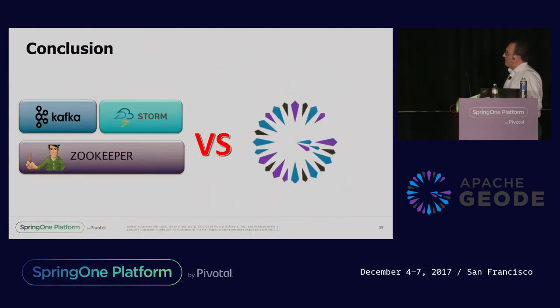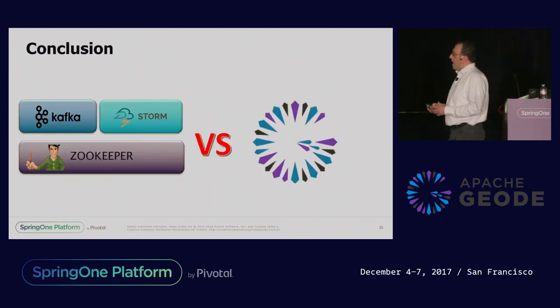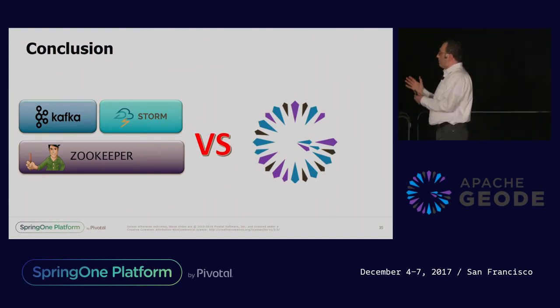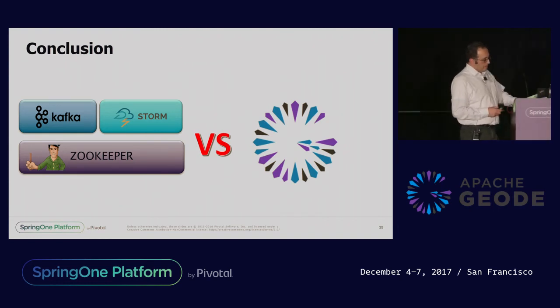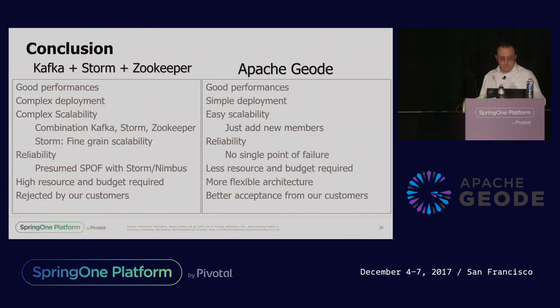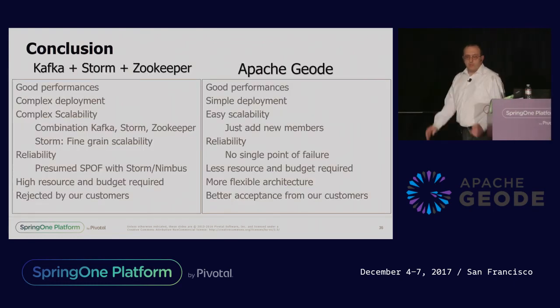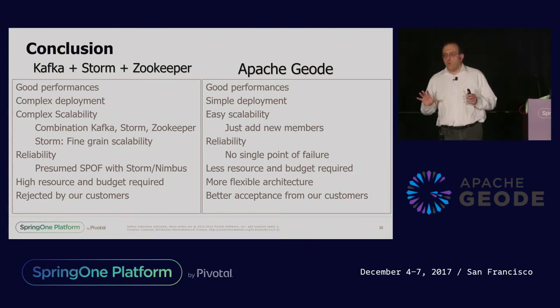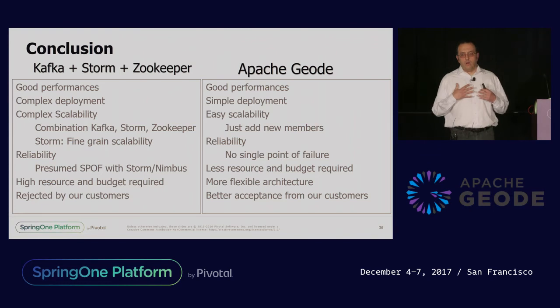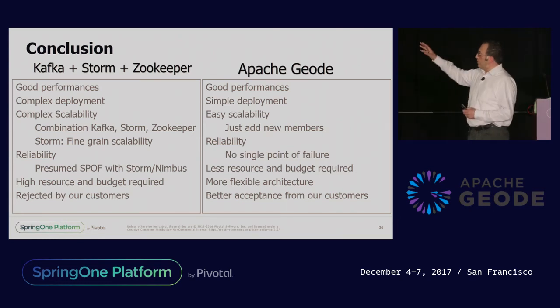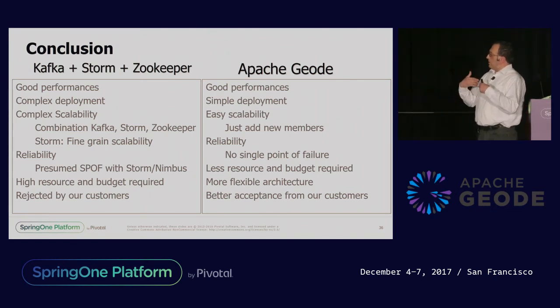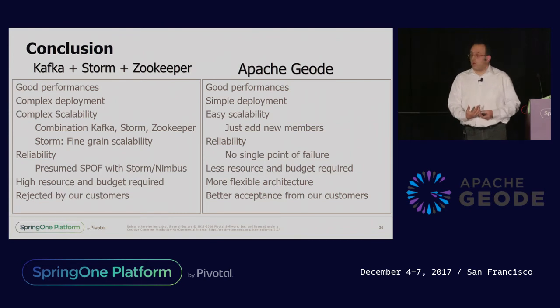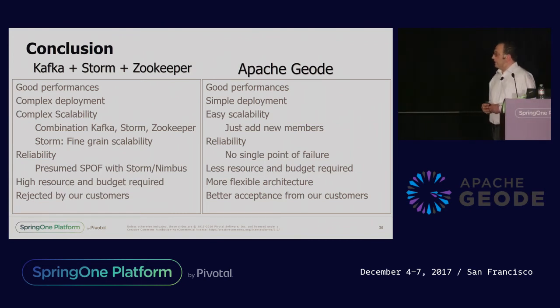Okay. So, conclusion. On one side, we have Kafka, Storm, Zookeeper. On the other side, we have Geode. On both sides, we have very good performances. With our project, with our machine, with our background, we get mainly the same result, maybe 10 to 20% more for Apache Geode. But the deployment was far more complex on the left side.